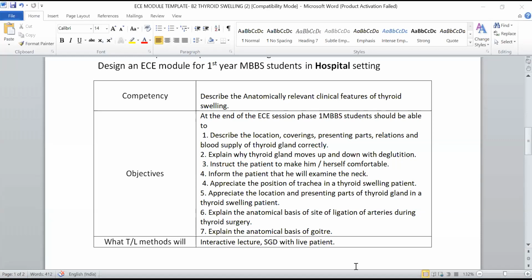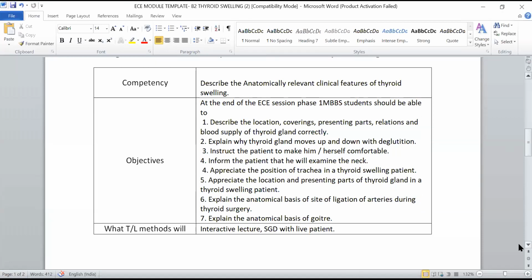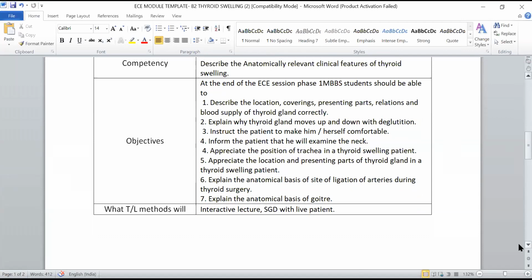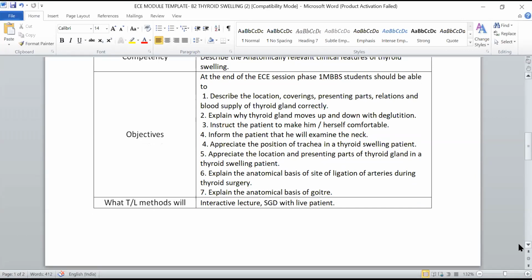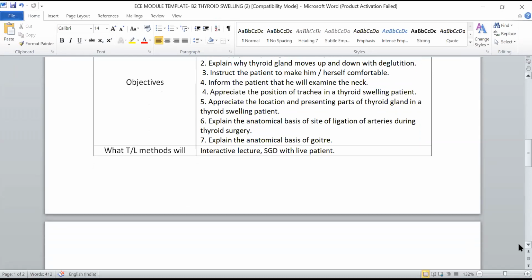3. Instruct the patient to make him or herself comfortable. 4. Inform the patient that he will be examining the neck. 5. Appreciate the position of the trachea in a thyroid swelling patient. 6. Appreciate the location and presenting parts of the thyroid gland in a thyroid swelling patient. 7. Explain the anatomical basis of the site of ligation of arteries during thyroid surgery. 8. Explain the anatomical basis of goiter.